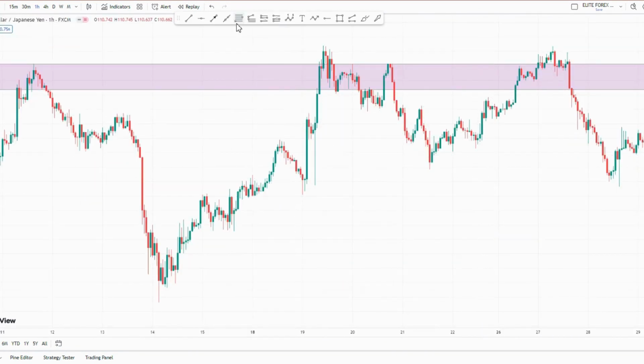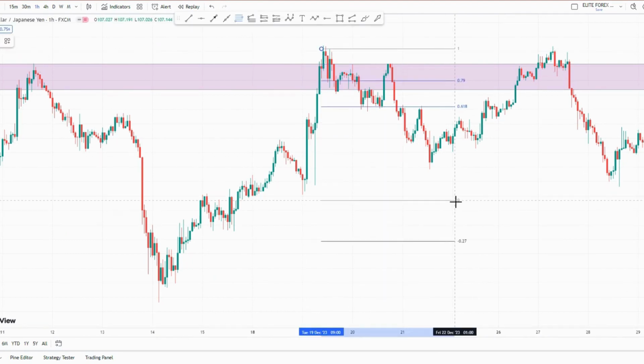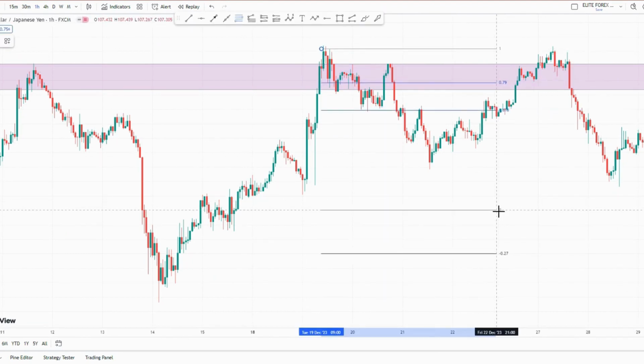This is a Fibonacci extension and how it looks. This is a very simple Fibonacci extension. If you watch other videos where people show you Fibonacci extension, it usually looks very complex, especially as a beginner. So on this channel, I try as much as possible to make things simple and simplify things.